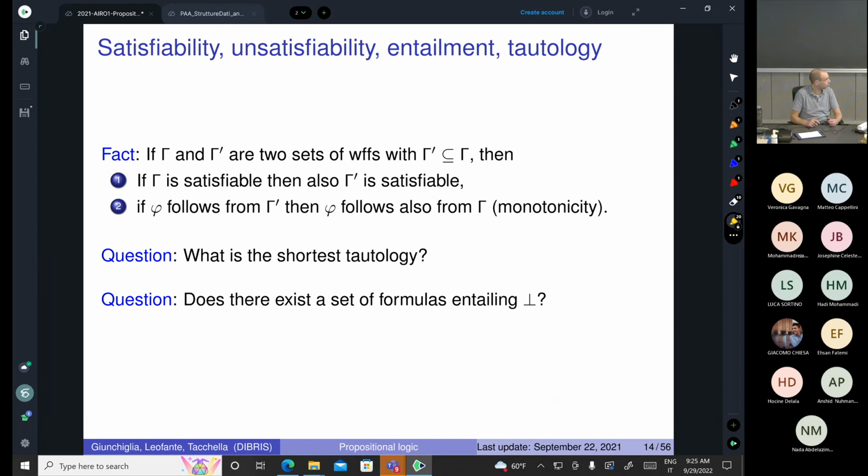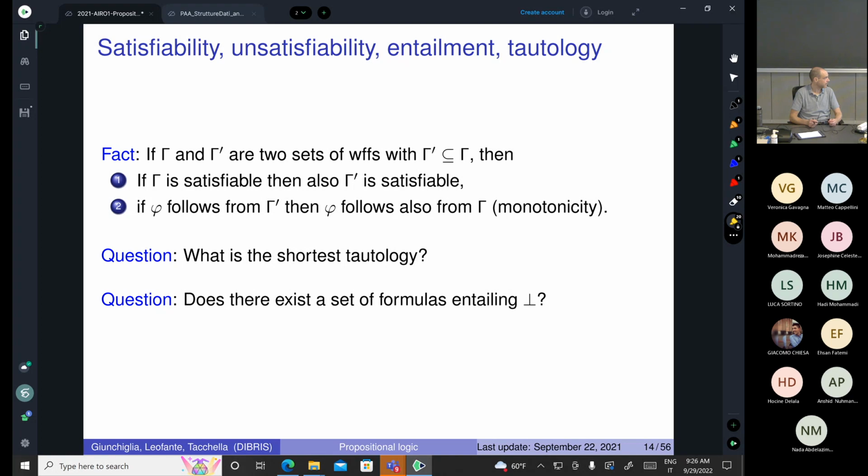Here there are two questions. What is the shortest tautology? Well, this one is tricky. If you allow the symbols true and false in your language, like we informally did, then that is the shortest tautology. So if you allow the symbol true in your syntax, then that's the shortest tautology. Otherwise, the idea is that you should try and build the shortest formula which is still always true.